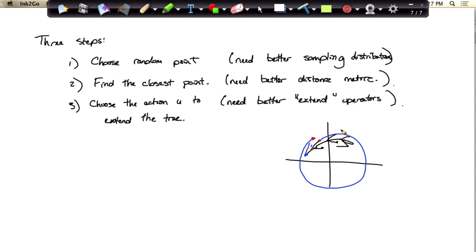Okay. All right, so let's dig in a little bit and see some of the tricks people have been using to make these things work in dynamical systems. All right, so the first one on that list was sampling distributions. Let's see if we can think about changing the sampling distribution to possibly behave better for our dynamical system.